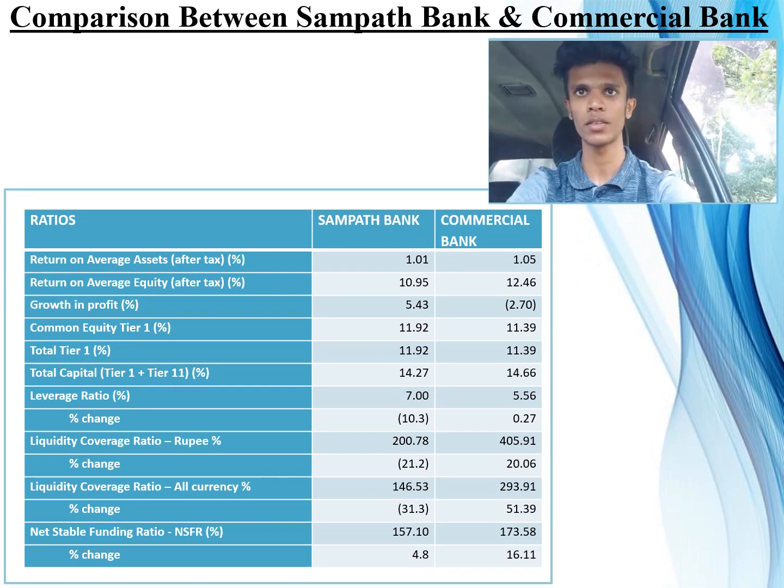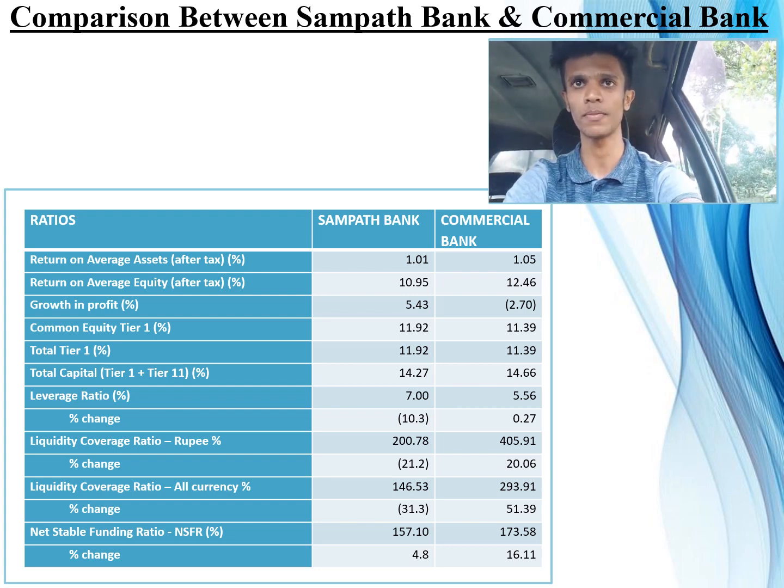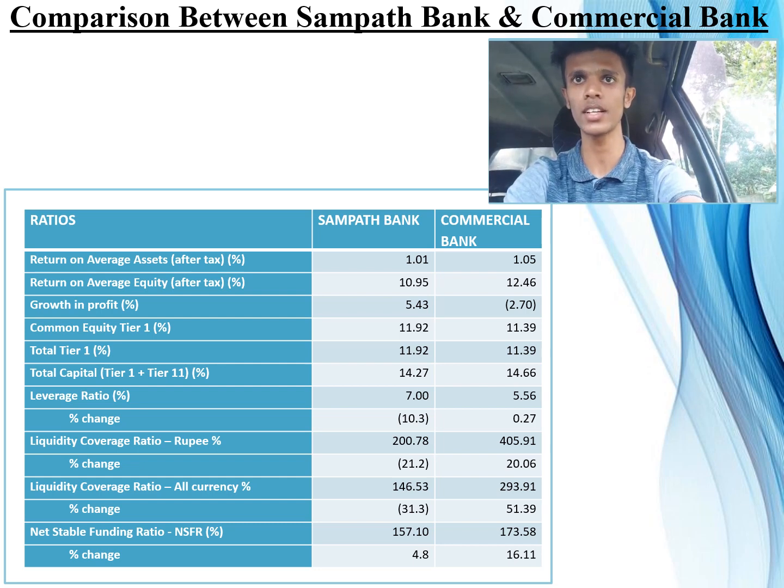Hello everyone, now let's compare the financial ratios of Sampath Bank and Commercial Bank based on the provided data. I will analyze each ratio and provide reasons for any differences. The first one is return on average assets. Sampath Bank's return on average assets is 1.01% and Commercial Bank's is 1.05%. The Commercial Bank has a slightly higher return on average assets compared to Sampath Bank. This suggests that the Commercial Bank is more efficient in generating profit from its total assets, indicating better asset utilization.